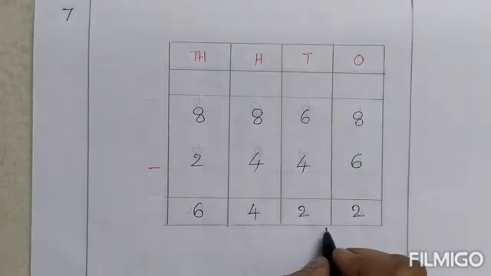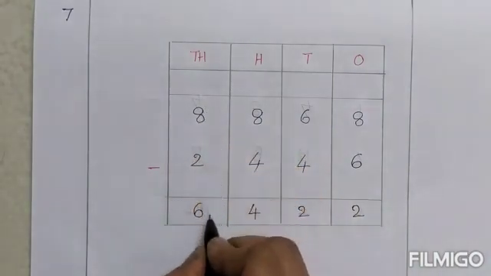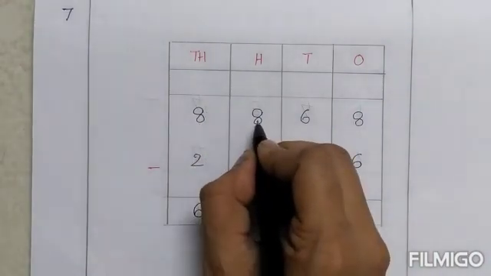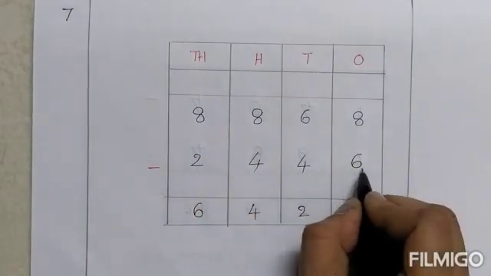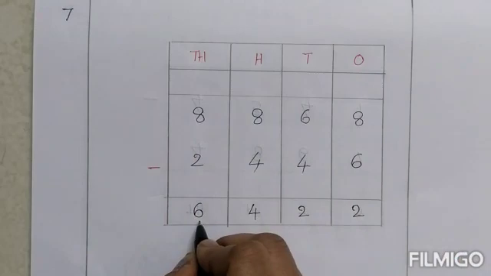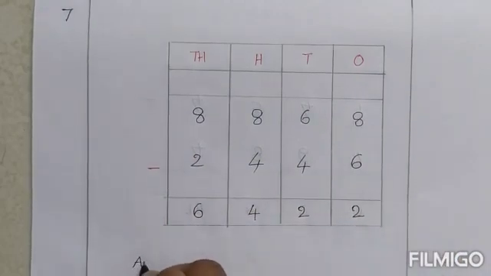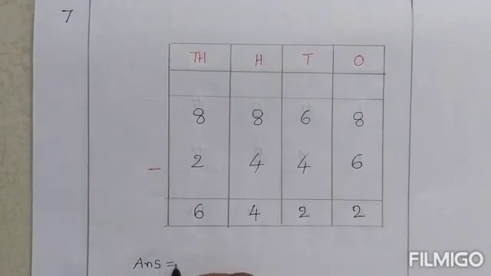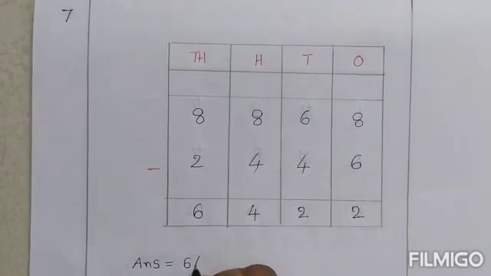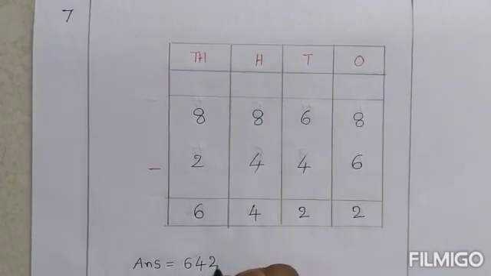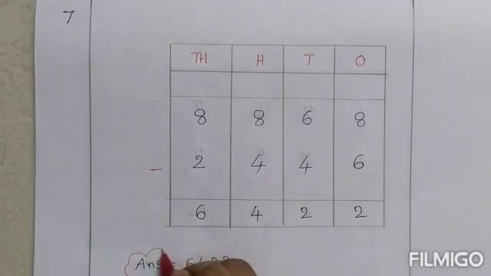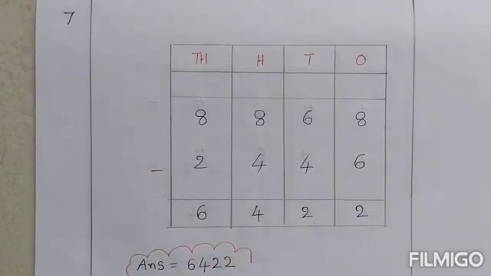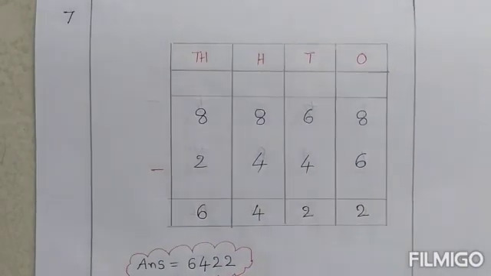Now what is this called, children? It is difference. Difference of the above two numbers. So 8868 and 2446. And this is the difference of these two numbers. Finally we will write answer is equals to 6422 and take a red pencil and make a cloud, and this is called difference of the above two numbers.